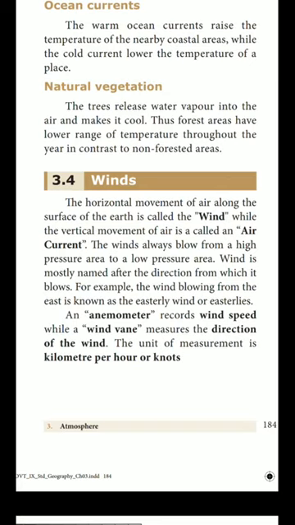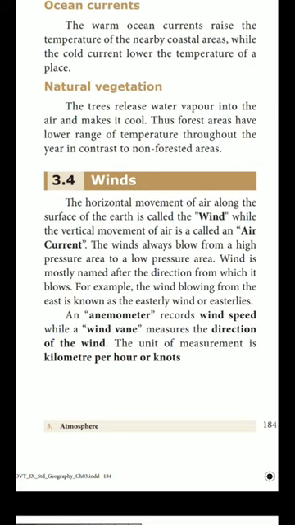Do you know what is the difference between wind and air? The horizontal movement of air along the surface of the earth is called the wind, while the vertical movement of air is called an air current. We all know that wind always blows from a high pressure area to a low pressure area. Wind is mostly named after the direction from which it blows. For example, the wind blowing from the east is known as the easterly wind or easterlies.